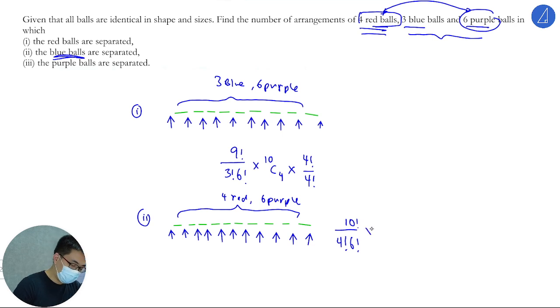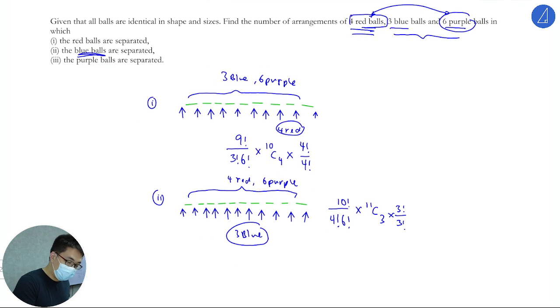So 10 factorial over 4 factorial, 6 factorial. And then after which you multiply by 11 choose blue balls, which is 3. But like I say, the blue balls, if you arrange them, it is the same. So there are 3 blue balls to slot. Then this one is 4 red. Pretty okay. I think it's pretty fine.